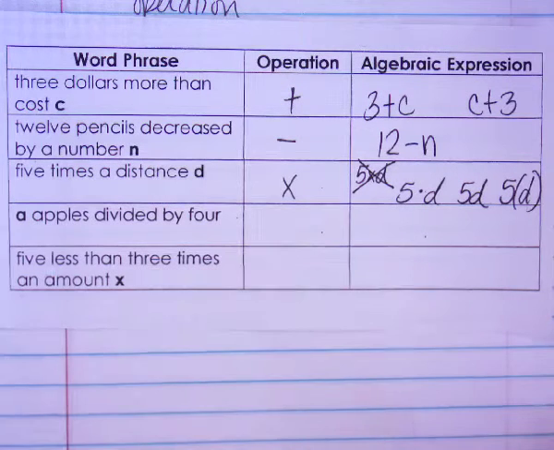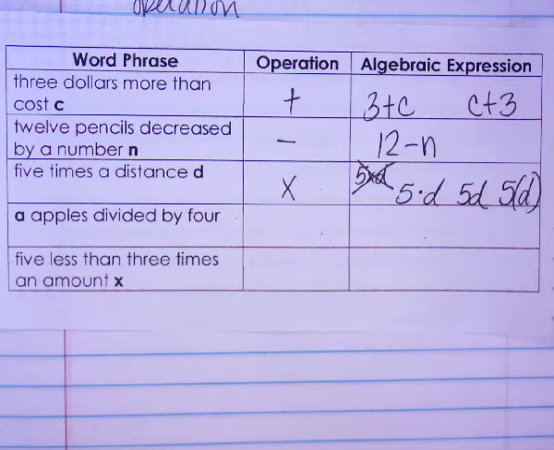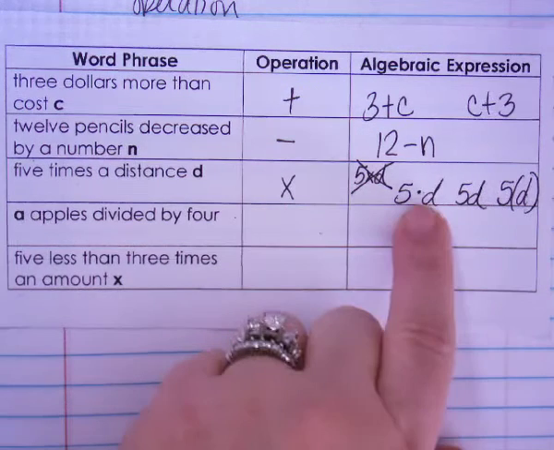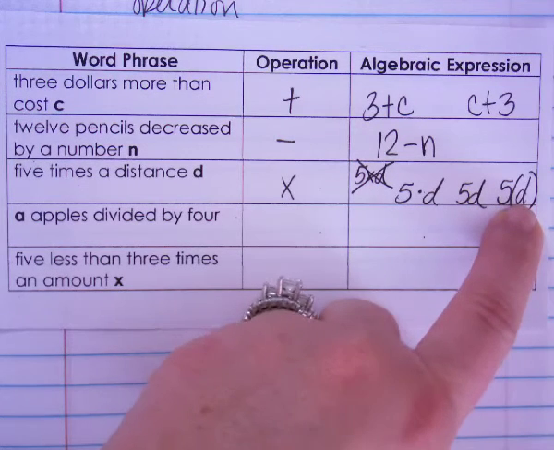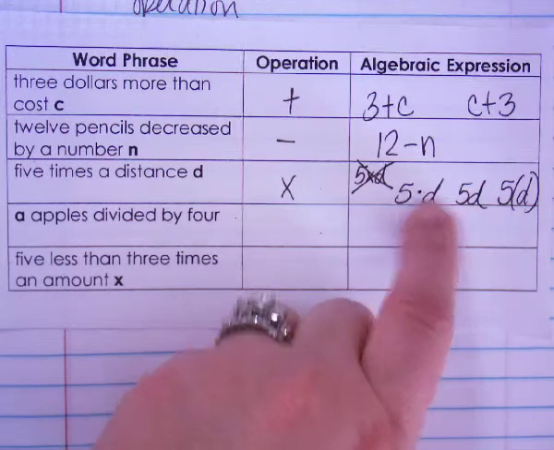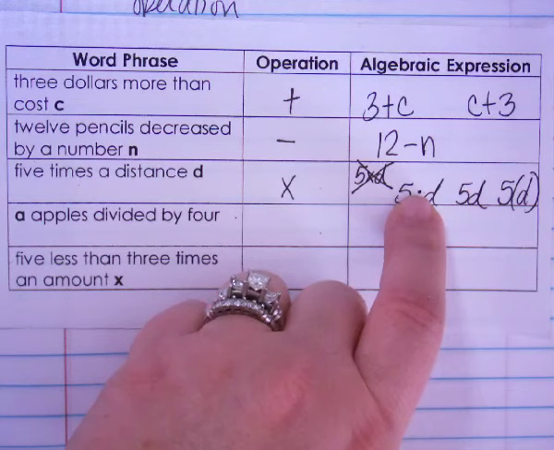And again, math is black or white. There's no gray. It's a universal language. So any of these, anybody who's ever taken algebra would know that that says 5 times D, instead of 5D.